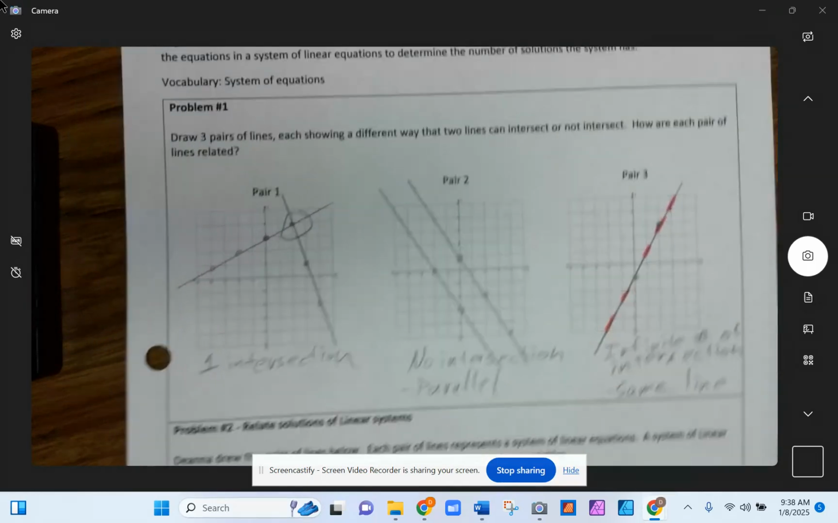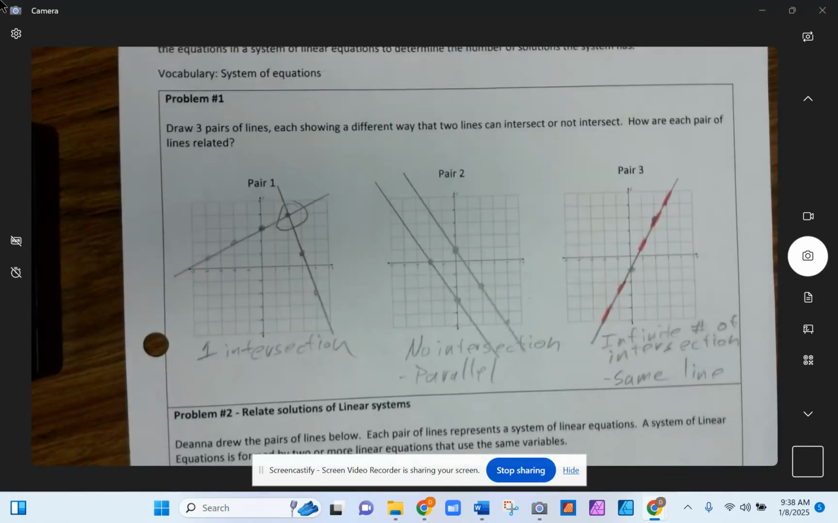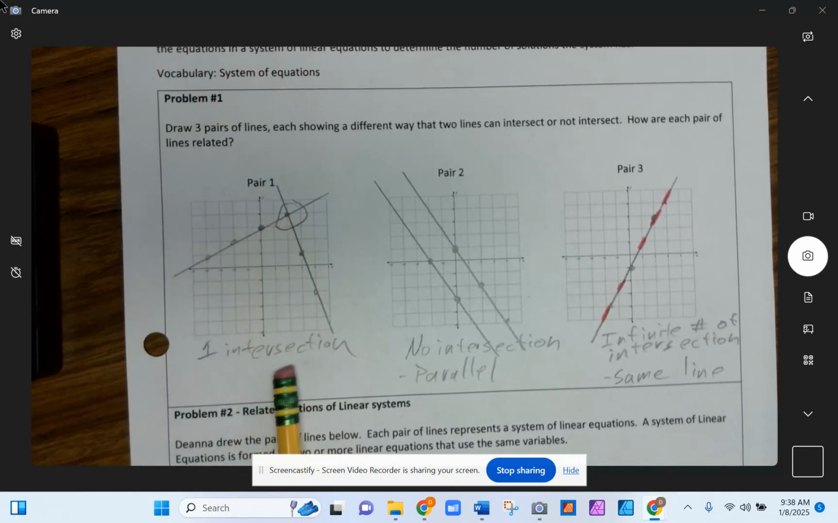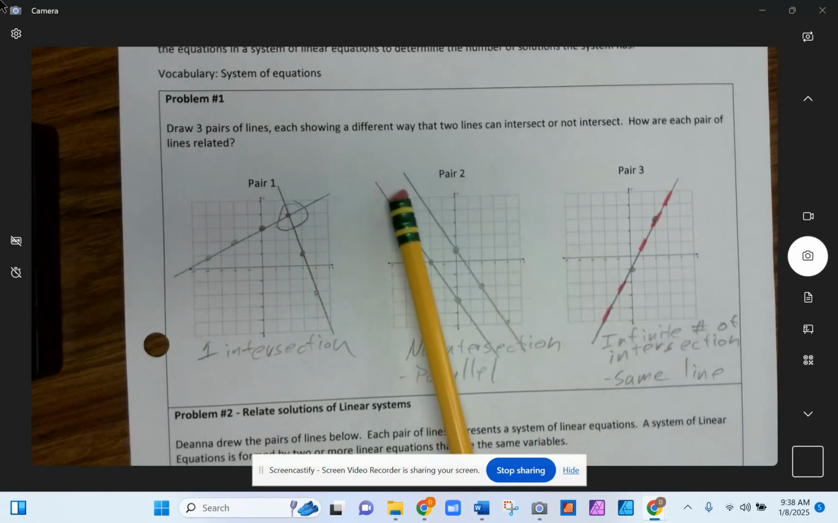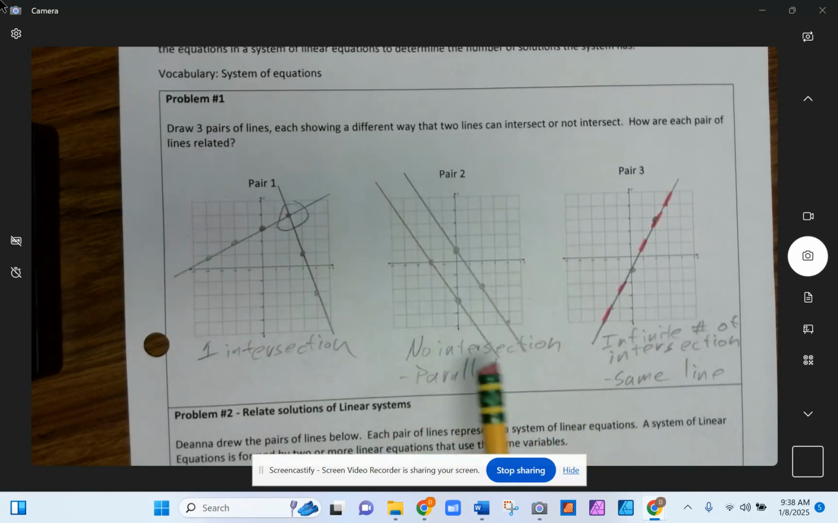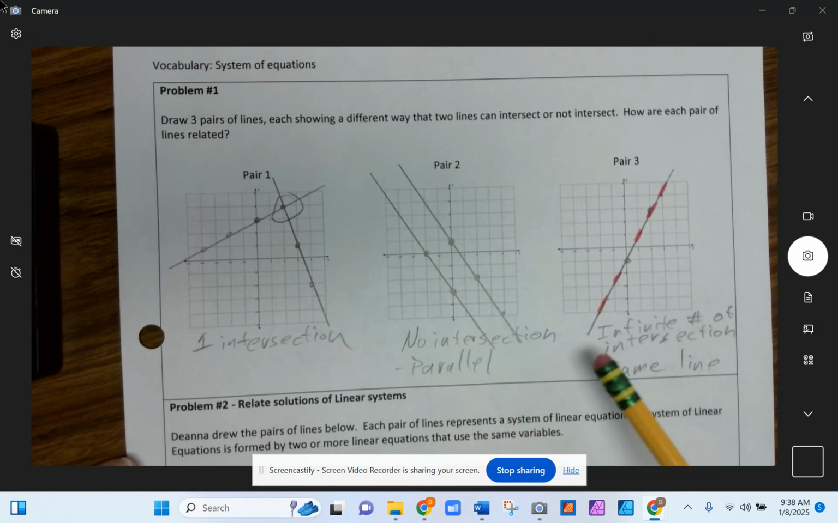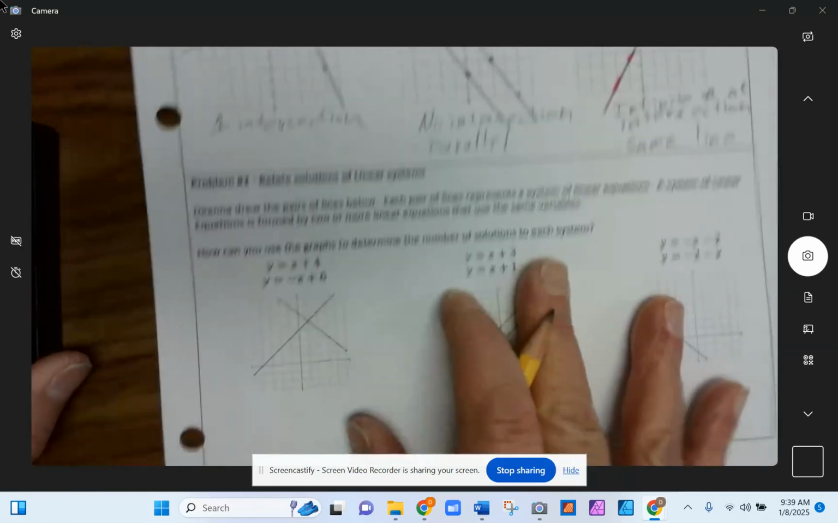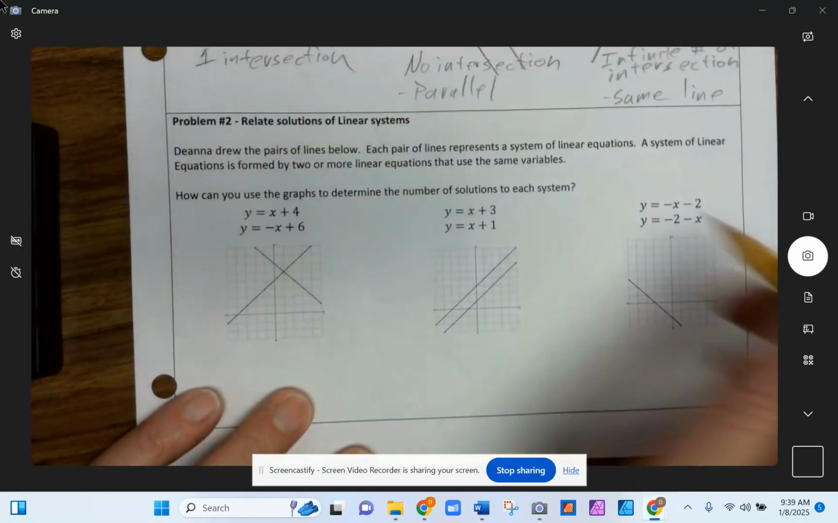Okay, so the idea here is you can have different numbers of solutions, right? With 2 lines that cross just like this, you have one intersection or one solution. When they don't touch at all, they have no intersection or no solution. Or when they're the same line, it's basically an infinite number of solutions. Okay, all right. So that leads into this one.